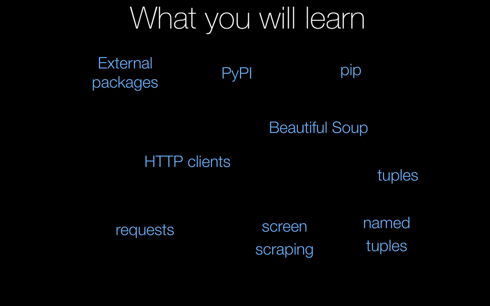The two extra features that we need to bring in as an external package for our app are HTTP clients. How do I go out to the internet and grab some data and download it? And screen scraping. How do I take semi-structured, maybe malformed, but mostly correct HTML and pull that apart and understand it and pick out just the little elements that we need? And that's called screen scraping. For the HTTP clients, we're going to use a very, very popular library called requests. And for screen scraping, we're going to use something called Beautiful Soup.